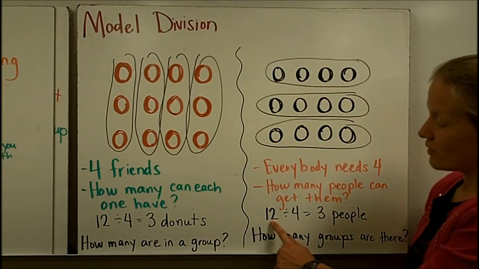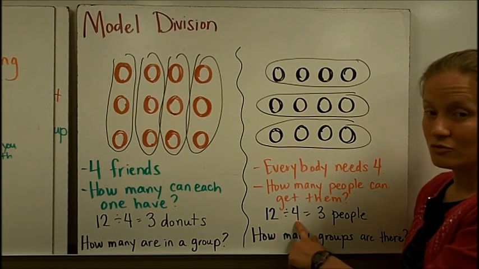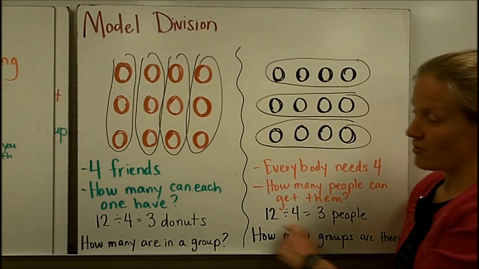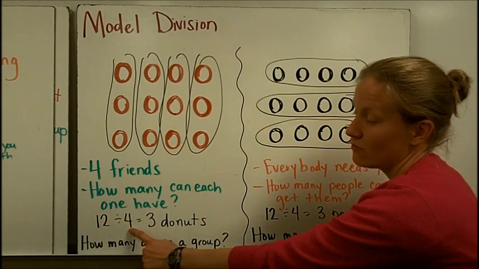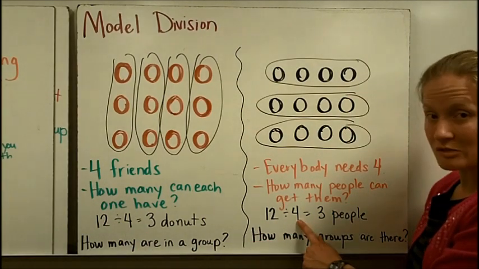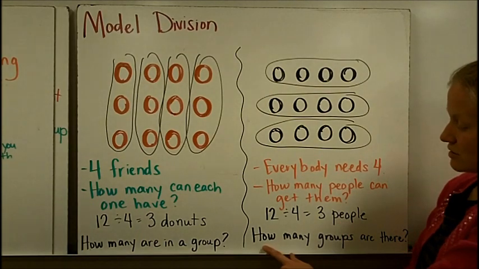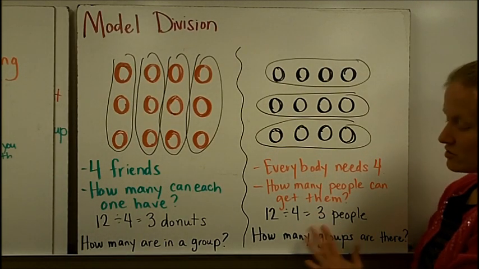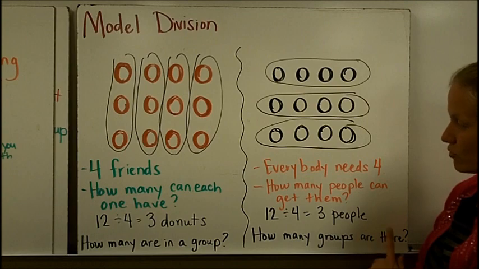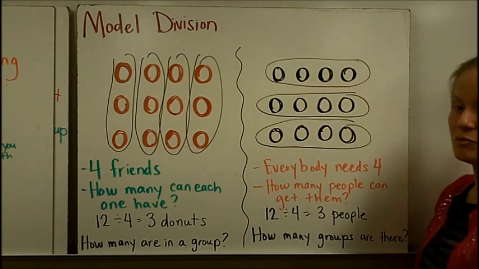So we had 12 wheels. We divided them into groups of 4. Remember here we divided the 12 into groups of 4, and we got that 3 people could participate. So in this way, the division problem was answering how many groups there are. There are 3 groups of 4.